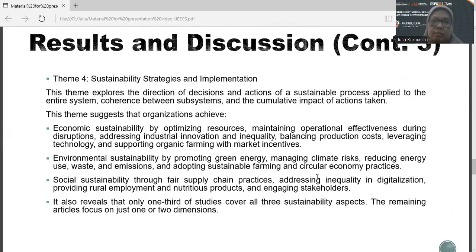They achieve environmental sustainability by promoting green energy, managing climate risk, reducing energy use, waste, and emissions, and adopting sustainable farming and circular economy practice. They achieve social sustainability through fair supply chain practice, addressing inequality in digitalization, providing rural employment and nutritious products, and engaging stakeholders. It also reveals that only 1/3 of studies cover all 3 sustainability aspects. The remaining articles focus on just 1 or 2 dimensions.